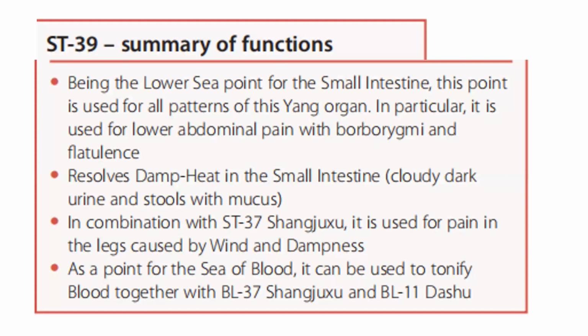For the summary of functions, stomach 39 being the lower He-Sea point of the small intestine, this point is used for all patterns of this yang organ. In particular, it is used for lower abdominal pain with borborygmy and flatulence, resolves damp heat in the small intestine, cloudy dark urine, and stools with mucus. In combination with stomach 37, it is used for pain in the legs caused by wind and dampness. As a point for the Sea of Blood, it can be used to tonify blood together with bladder 37 and bladder 11.